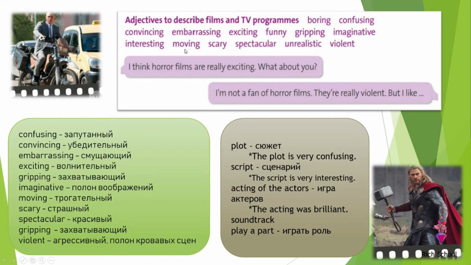Например, moving films like Hachiko, yes, scary, страшный, spectacular, beautiful, synonym of beautiful, очень красивые, живописные, как Аватар, например. Unrealistic, нереалистичный. Violent, a lot of blood in such films. Violent переводится как насильственный, агрессивный, то есть очень много крови, там драки и всякое такое. Вот слова, они вот здесь вот переводы.